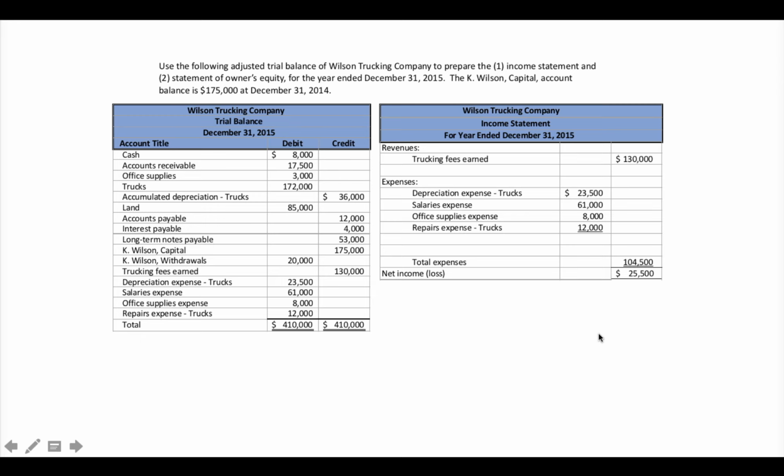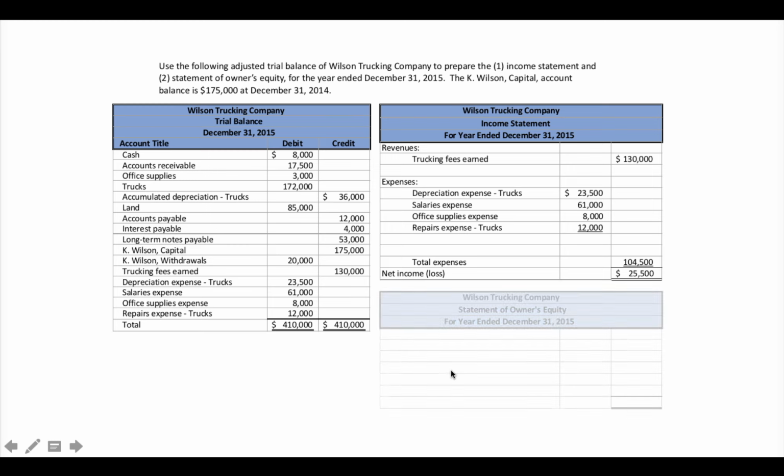So in this case, let's see. Looking over at the capital accounts, I've got beginning capital here, and then I don't see any additional investments by the owner, but I do see some withdrawals. Okay, so in this case, we're gonna have no investments, we'll have net income, and we'll have withdrawals. Those would be the 3 items on our statement of owner's equity.